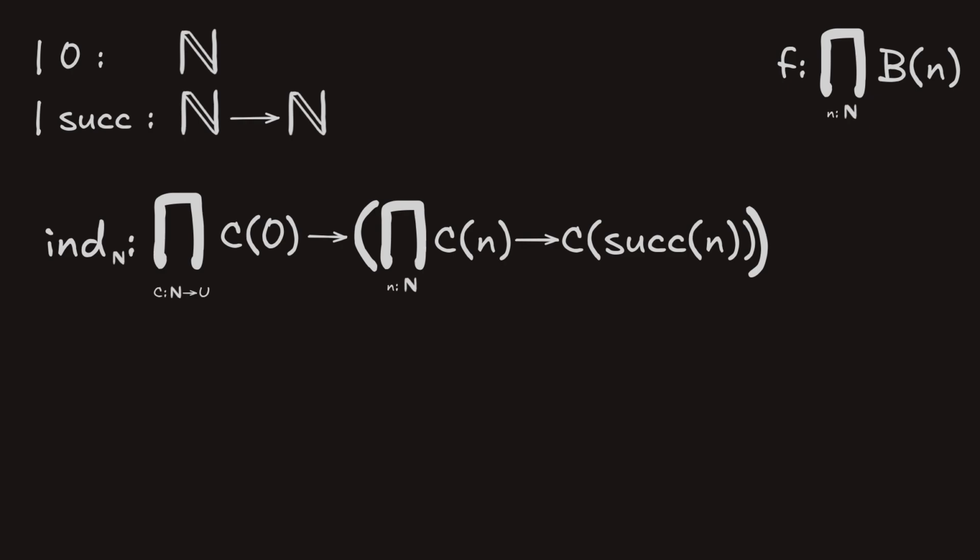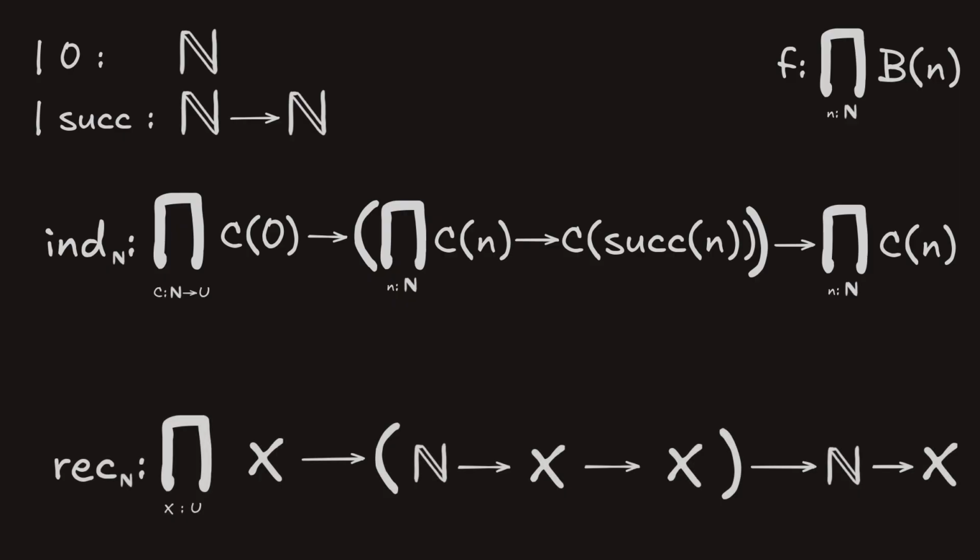Finally, we are left with a dependent function that maps every term n in the natural numbers to the type C n. Note that the inductor for natural numbers is a generalization of the recursor for natural numbers. In other words, the recursor is simply a special case where we define the inductor for a constant type family.